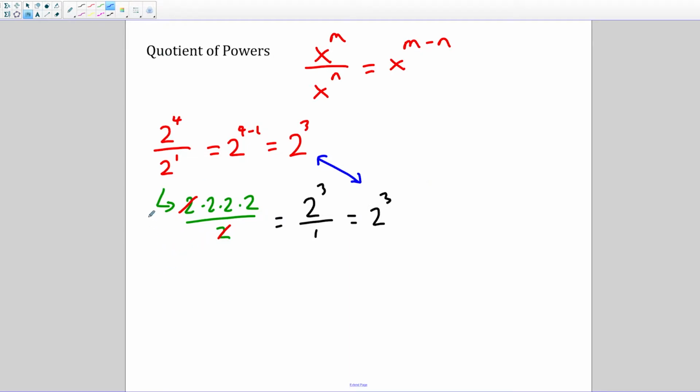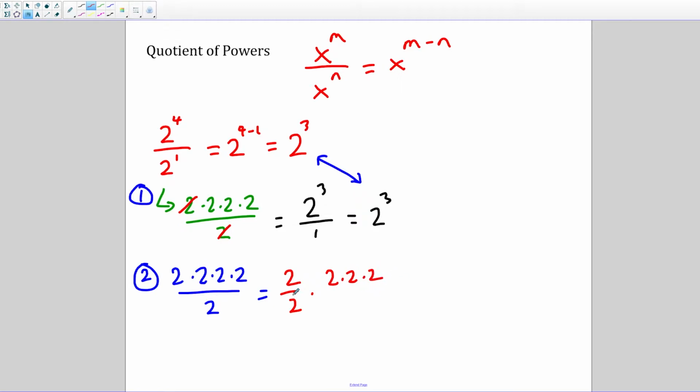Or method number 2, and let's go ahead and label this one. Number 2, we can think of 2 to the power of 4 over 2 to the power of 1 again as this right here. And I can rewrite this fraction as 2 over 2 times 2 times 2 times 2. Well, what's 2 divided by 2? Well, 2 divided by 2 is really just 1. And now I have 1 times 2 cubed gives me 2 cubed. So using either one of these two visualizations should hopefully help you see how this law can help us reduce the amount of work that we would need to do.